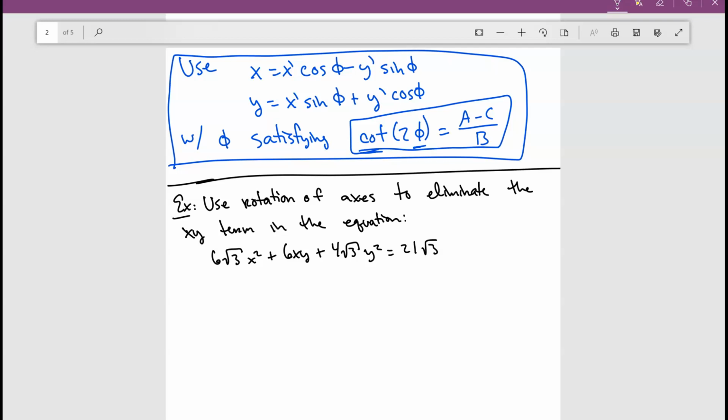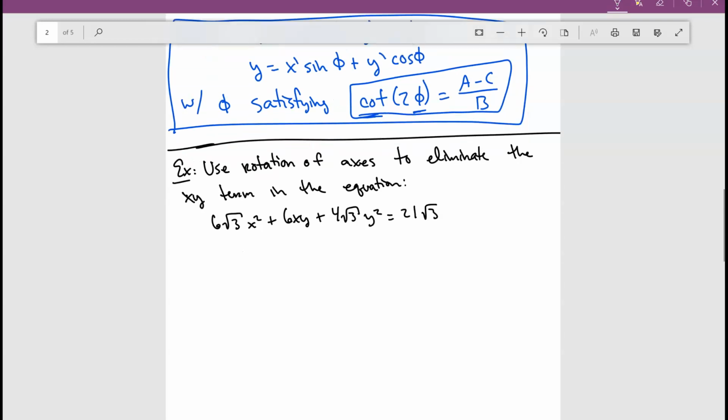So in this video, we're going to do a problem. We found that we need to use x equals x prime cosine phi minus y prime sine phi, and y equals x prime sine phi plus y prime cosine phi, with phi satisfying cotangent of 2 phi equals (a minus c) over b. That's what we found in the other two videos. We derived these formulas, so now we're going to do a problem.